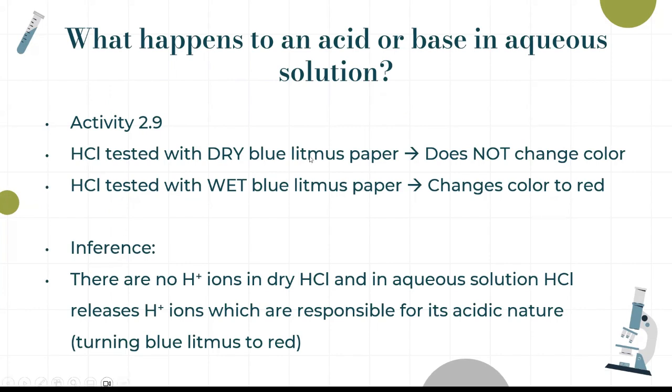The reason is that there are no H+ ions released in dry HCl, only in the aqueous solution of HCl. When this HCl gas, which is dry initially, is tested with wet blue litmus paper, because of the contact with water, it becomes aqueous, due to which H+ ions are released and it changes color to red. This means the H+ ions are the ones responsible for the acidic nature of acids such as HCl, whereas when it is dry, H+ ions are not released, and it does not show acidic properties.